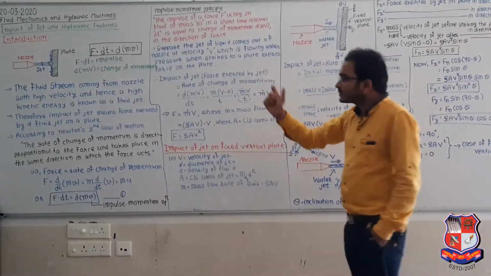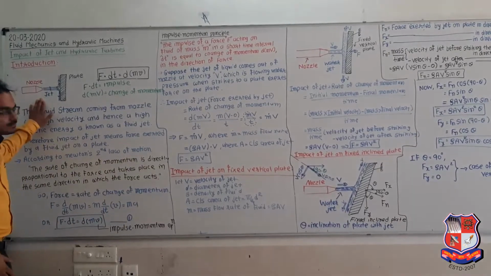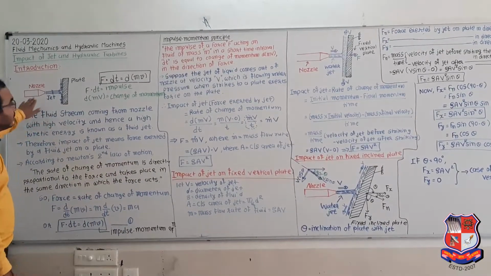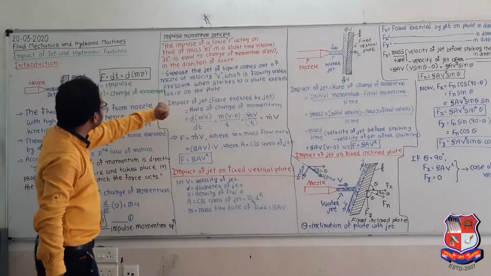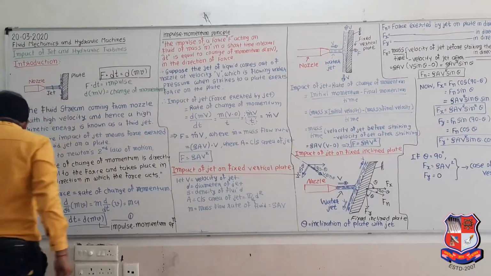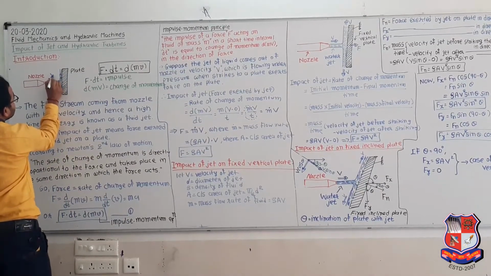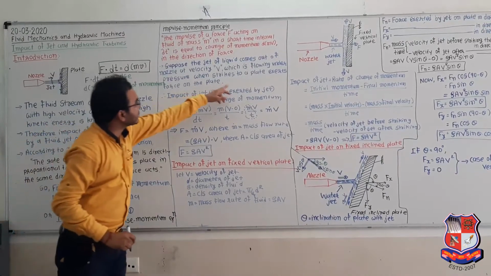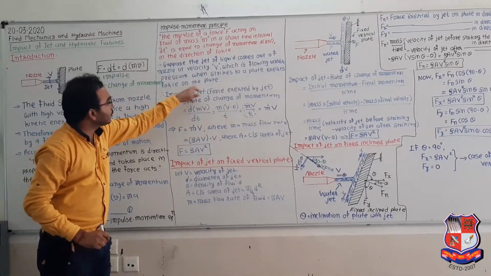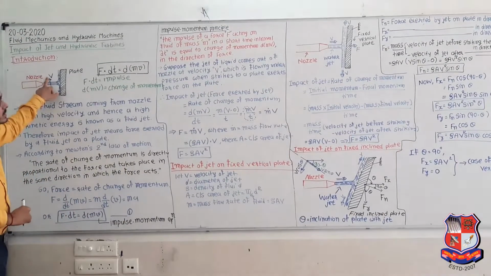Now we will revisit this figure again for the mathematical analysis of impact of jet. Here suppose the jet of liquid comes out of the nozzle at velocity v. We will assume that this velocity is v, which is flowing under pressure, and when it strikes the plate, it exerts a force on the plate. So here we will consider that the velocity of the jet is v.